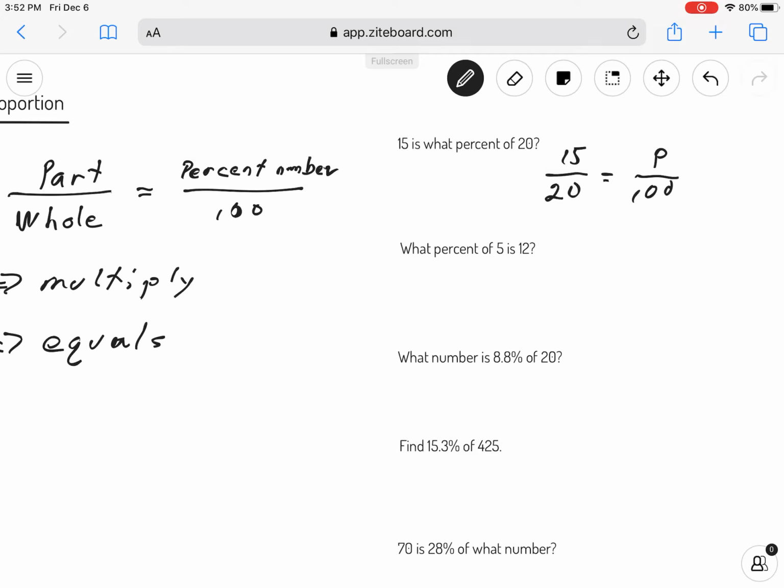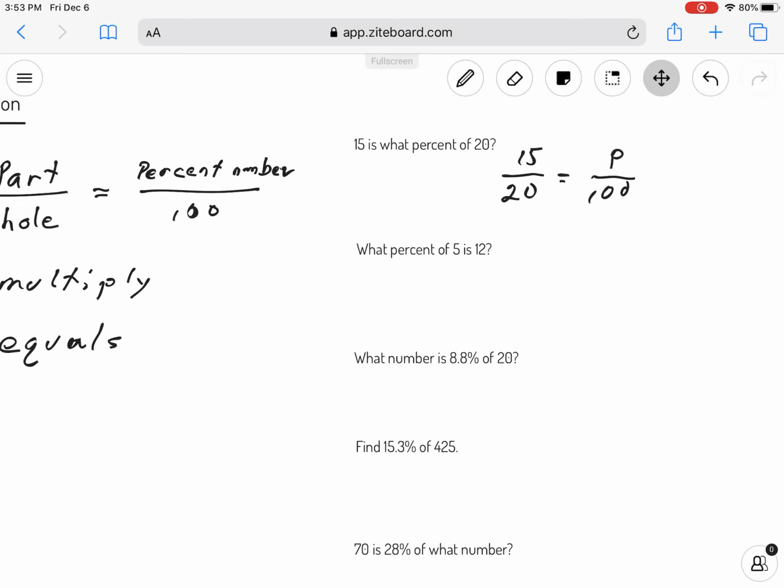Okay, and so if we do that math, we have 15 divided by 20 times 100, and that's going to give me 75%, or 75 is my P.